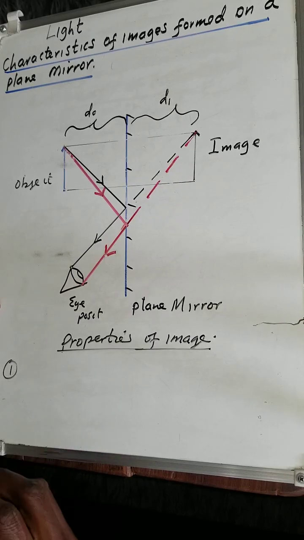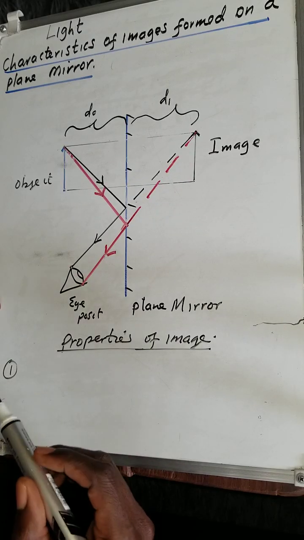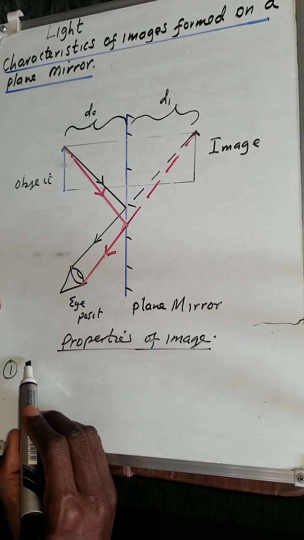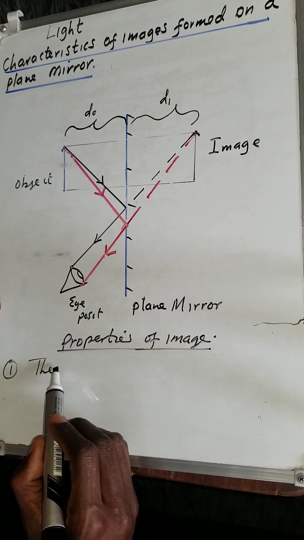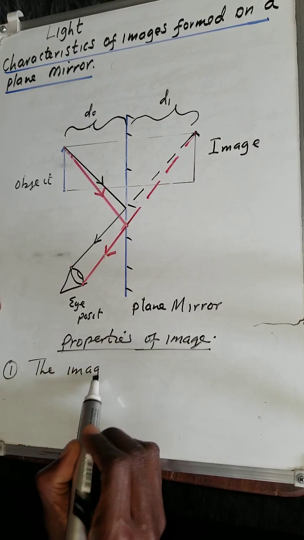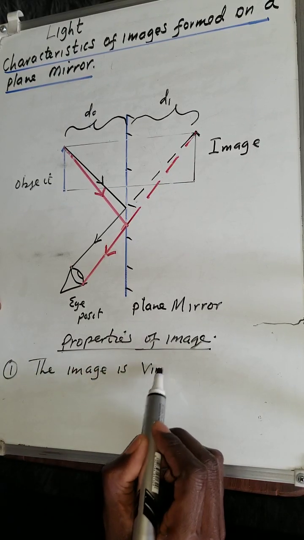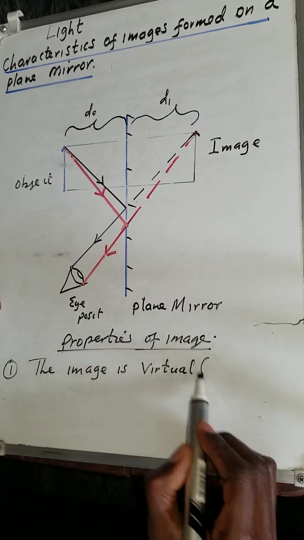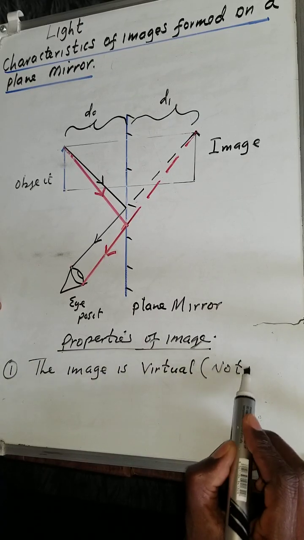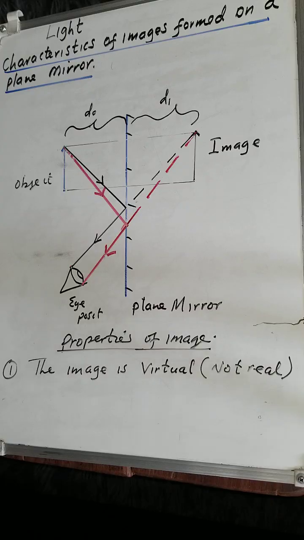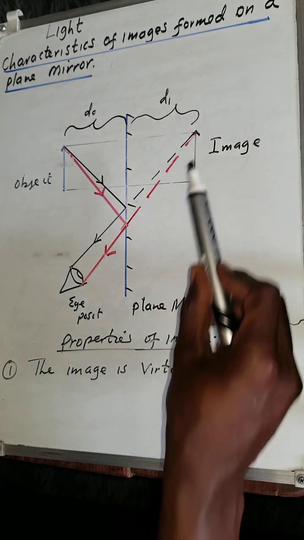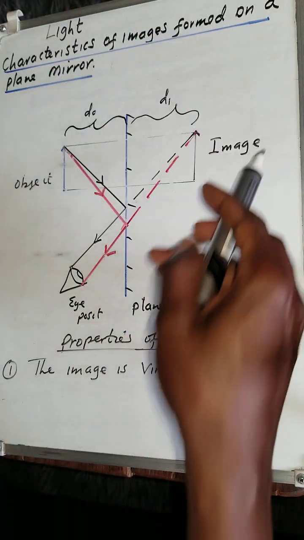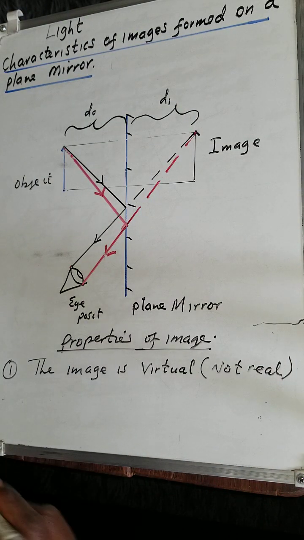So one, we can simply say that the image is virtual. What do I mean when I say it is virtual? It simply means that it is actually not real. It cannot be formed on the screen. It seems to be formed behind the mirror, which is not real.